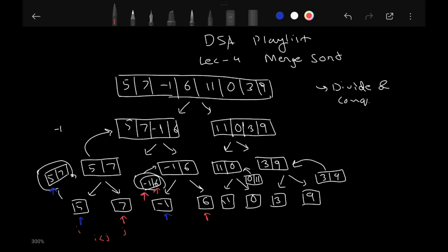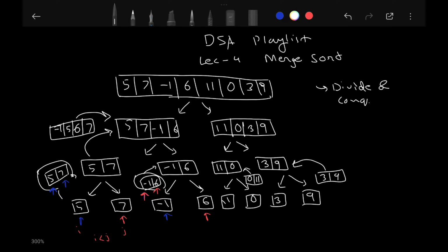Now tell me, 5 or 6, which is smaller? Definitely 5 is smaller, so 5 is put. Once the element is put into the array, that particular pointer is incremented, so now i plus plus. Now i is pointing to 7 and j is pointing to 6. Which is smaller? Definitely j, because j is 6. So 6 is put. Since there are no more elements left in the j array, whatever remaining elements are present in the i array are put there. Only 7 is remaining, so 7 is put, and this sorted array is returned from this step.